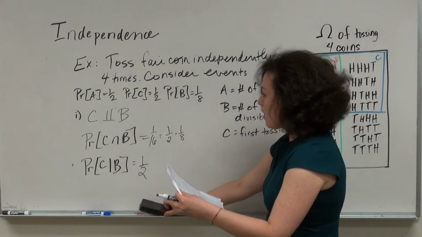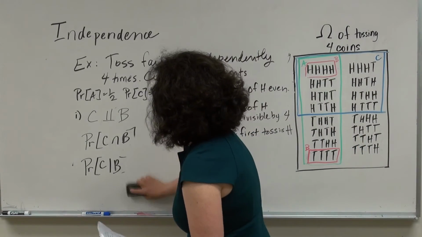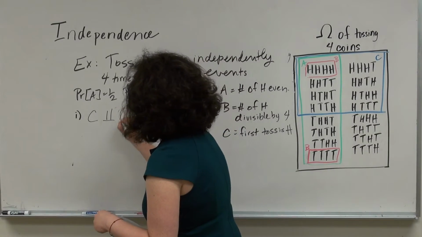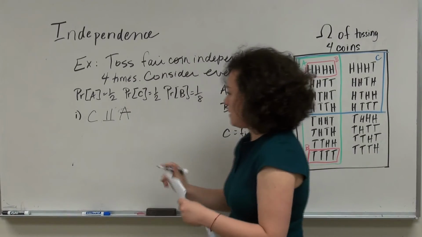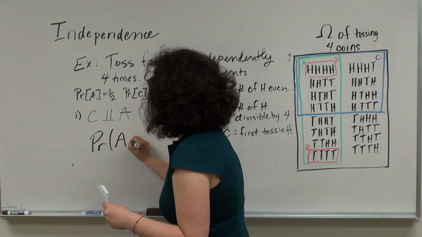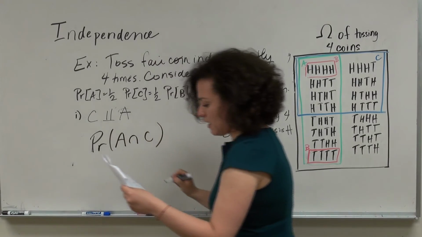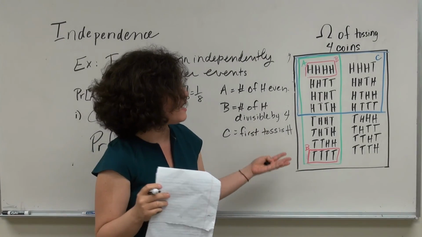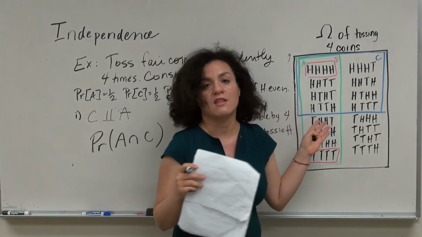And then finally, I want you to consider if C and A are independent. The quickest way is to consider the probability of A and the probability of C. And I'll give you a hint, they are independent, and you can verify that using the sample space.